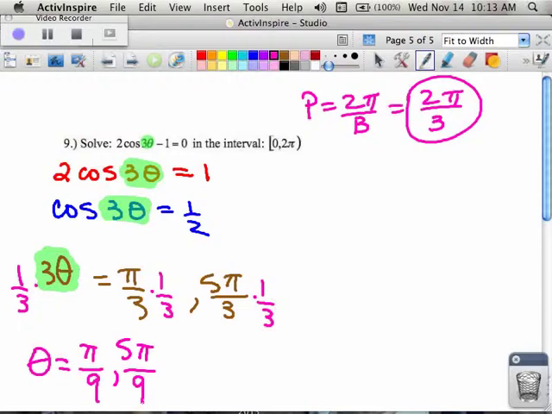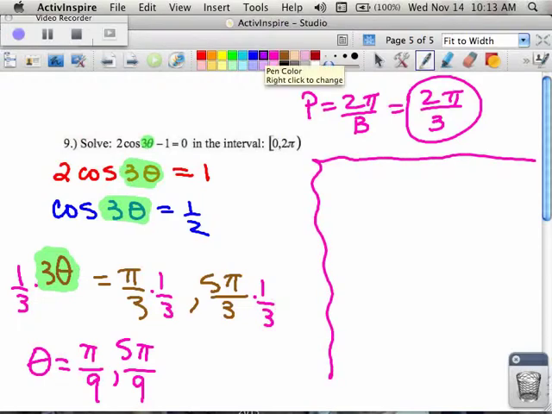Darn it, I only see 2 answers. I need to add a period. So I need to add a period to each of these answers. So off to the side, let's do that. Let's take that pi over 9, and add on 2 pi over 3. Darn it, they don't have the same denominator. 6 pi over 9. That's just 2 pi over 3 written with a common denominator.